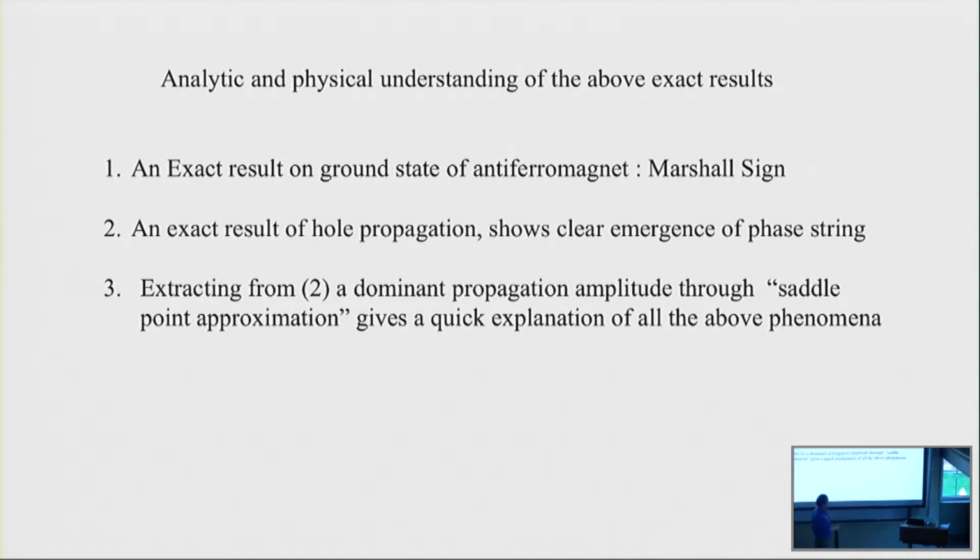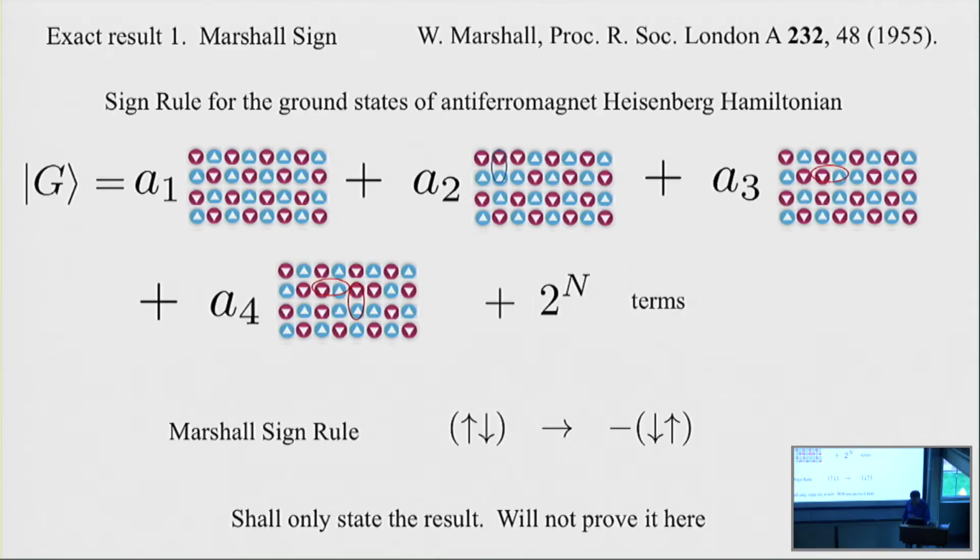So I first tell you about the two exact results, and then I'm going to tell you how the simplified picture can explain the previous results. The first thing is the so-called Marshall sign, presented in the paper by Marshall in 1955. During that time, there was a beginning interest in quantum spin models, and in the paper he credited the argument to Rudolf Peierls, and the argument is as follows.